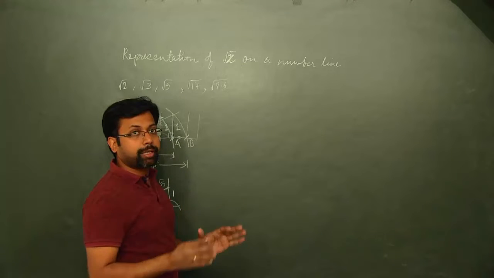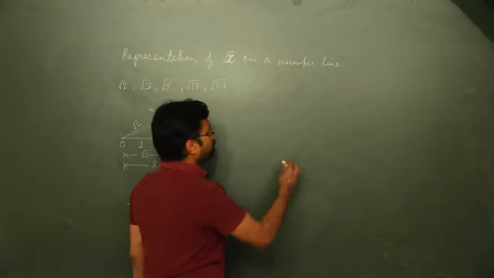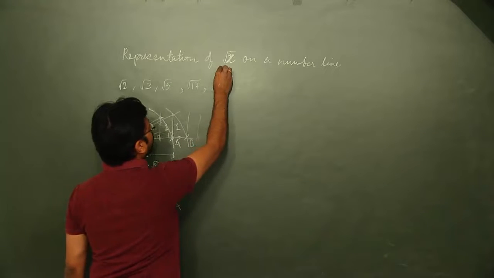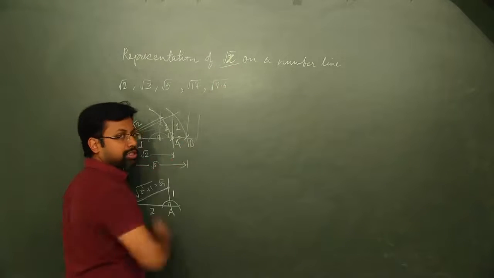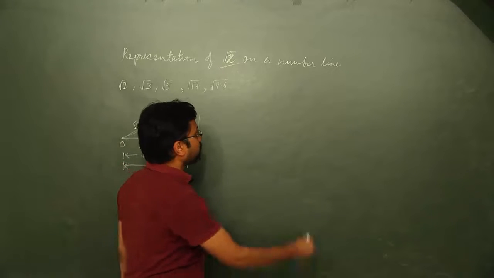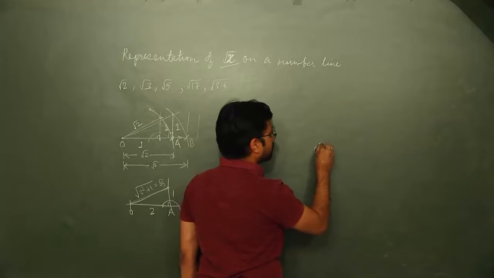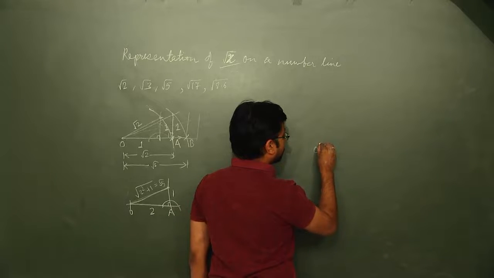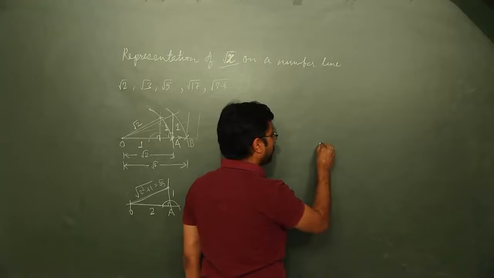First I'll explain the steps, then I'll explain the rationale or the proof behind it. So what you do is, if you have to mark out root x, so x would be 17 here and x will be 8.6 if you are marking root 8.6. So what you do is, in the first step, you take the origin, or this won't be the origin. You have to mark the first point as initial point as A.